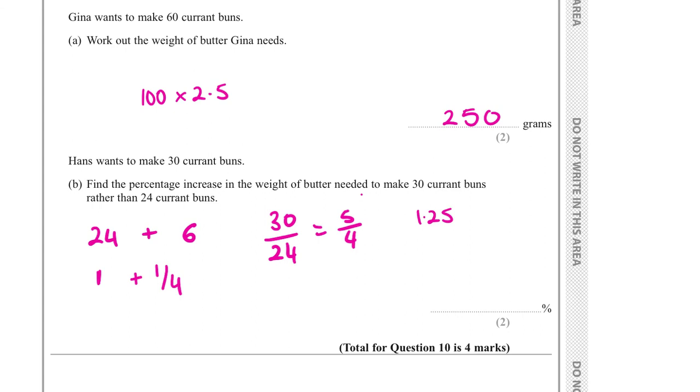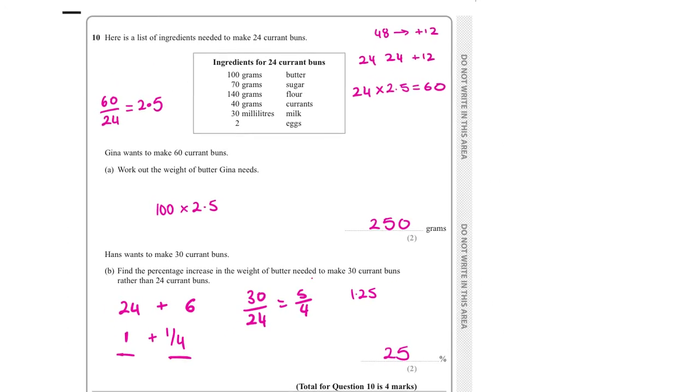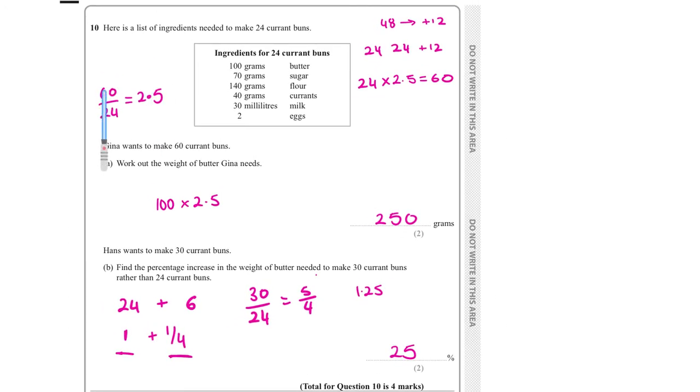It says find the percentage increase in the weight of butter needed to make 30 currant buns rather than 24. Well, I know if I've got a whole one plus a quarter, what increase is that? That's an increase of 25%. Now with this, there are many different methods. I always think the best method is to use common sense, actually figure out what's happening, but you know that we could do this mathematically as well.